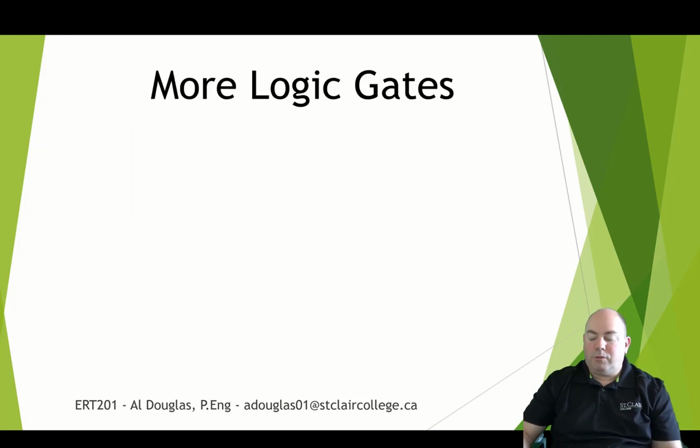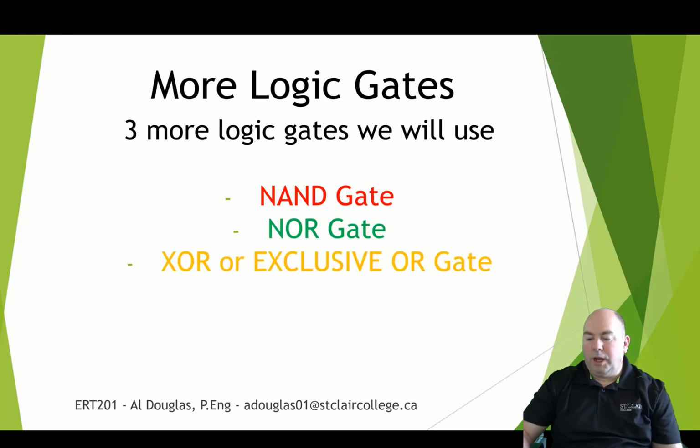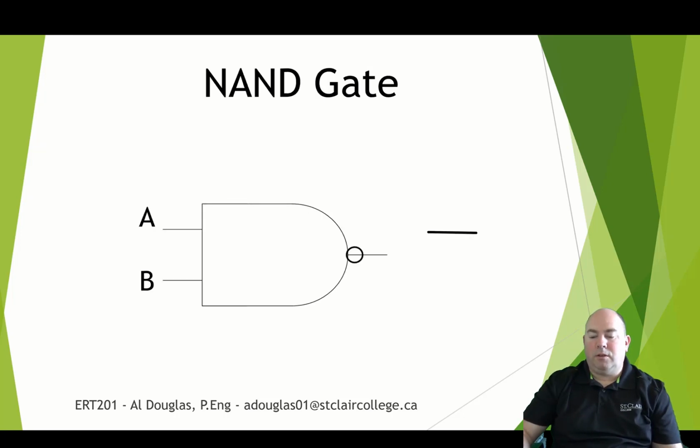So that was last week. This week we're going to do some more logic gates. We're going to learn 3 new types of logic gates. They're going to be the NAND gate, the NOR gate, and the XOR or exclusive OR gate. So the NAND looks like this, and the NAND gate is basically just an AND gate then combined with a NOT gate.